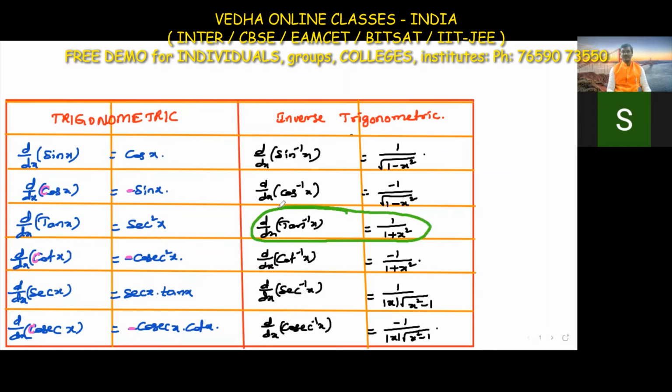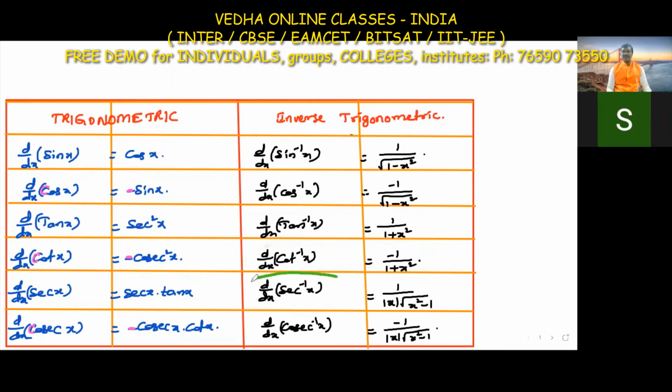Next, d by dx of tan inverse x is equal to 1 by 1 plus x square. Repeat, d by dx of tan inverse x is equal to 1 by 1 plus x square. Good. Next, d by dx of cot inverse x equals minus 1 by 1 plus x square. Again, d by dx of cot inverse x is equal to minus 1 by 1 plus x square.